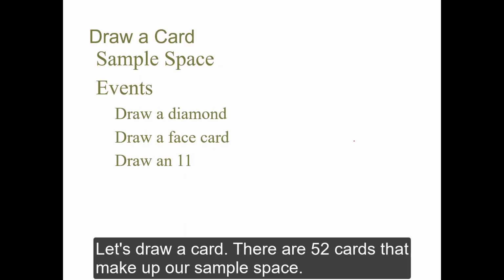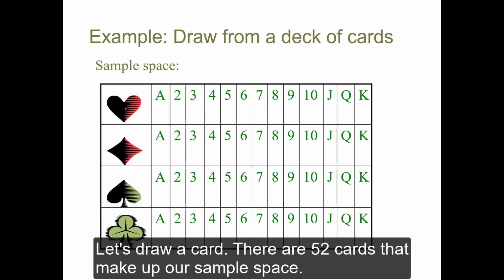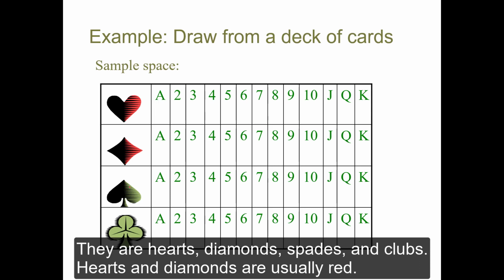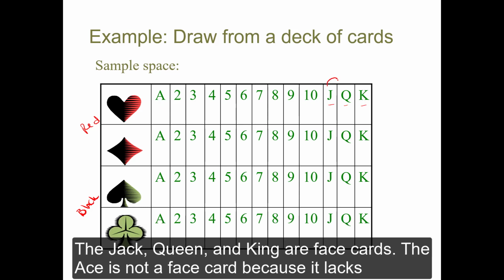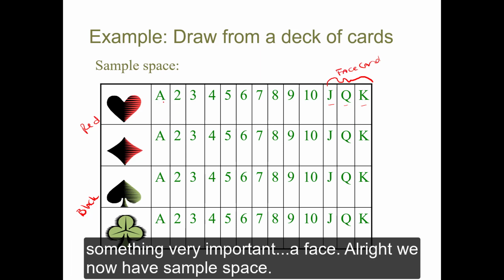All right, let's draw a card. So our sample space, there are 52 cards, right? They range across diamonds, hearts, spades, and clubs. Diamonds and hearts are usually red, and spades and clubs are usually black in a standard deck. And they go from ace, then 2 through 10, then jack, queen, king. The jack, queen, king are considered face cards. Ace is not a face card because it lacks something very important, a face.